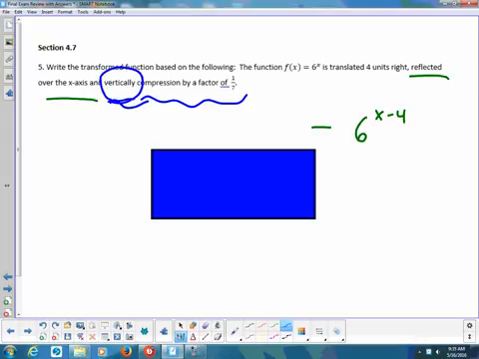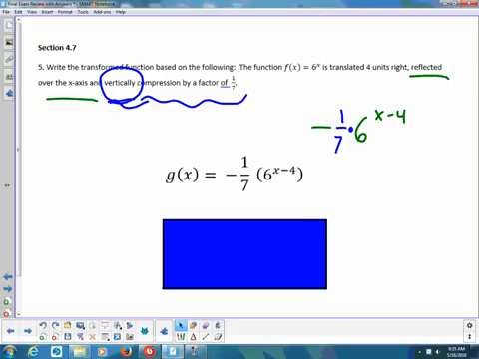So what do we do with that, Paul? You multiply the whole thing by 1/7. The whole function gets multiplied by 1/7. I'm going to squeeze that in right here. So I get negative 1/7 times 6 raised to the x minus 4. Are we okay with this?